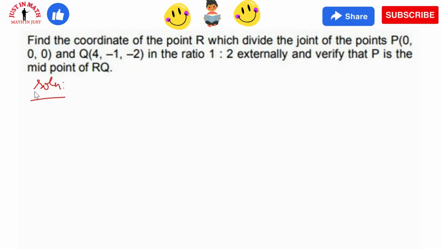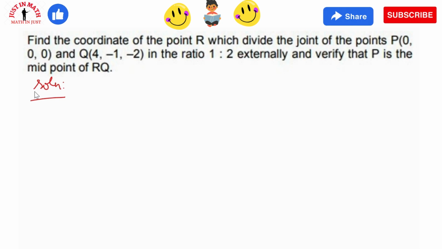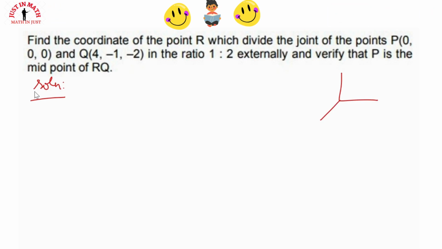Whenever the sum is from coordinate geometry or trigonometry, try to figure out the figure, my dear friends, because once you find the figure, it is very easy to understand the problem and finish it. So first, what they have given: find the coordinate of the point R which divides the join of the points P of 0 comma 0 comma 0, which means this is 3 dimension.